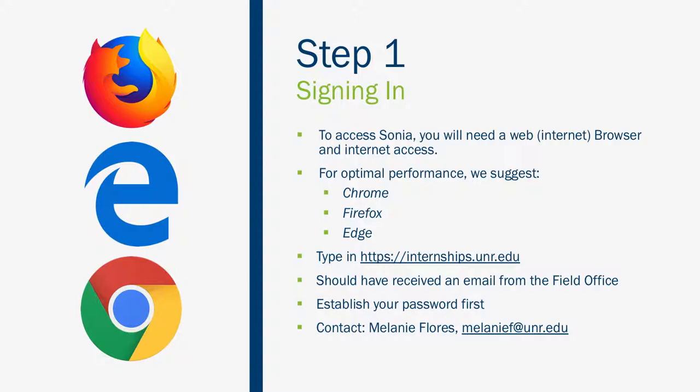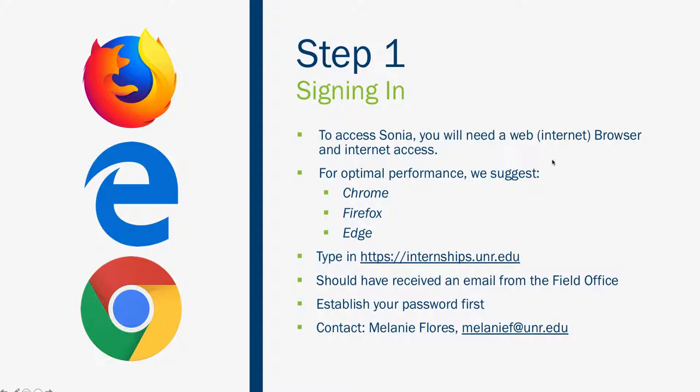https://internships.unr.edu. You should have actually received an email from the field office on how to access Sonia in addition to establishing your password. You will need that password to log into Sonia. If you didn't receive that, it means one of two things. One, your agency might not be in the system, or two, something's wrong with your username and I just have to fix it on my end. So just get me an email here, Melanie Flores, melanief@unr.edu, and I'll get you all set up.